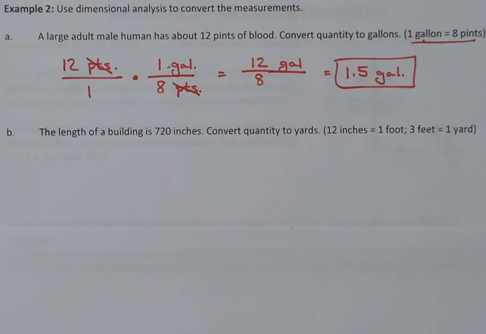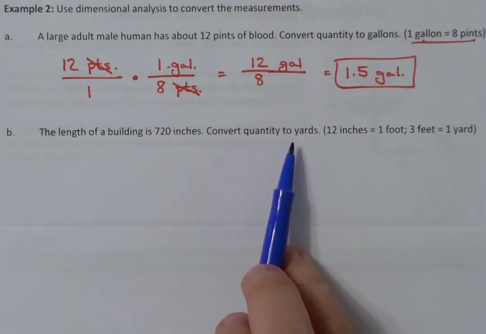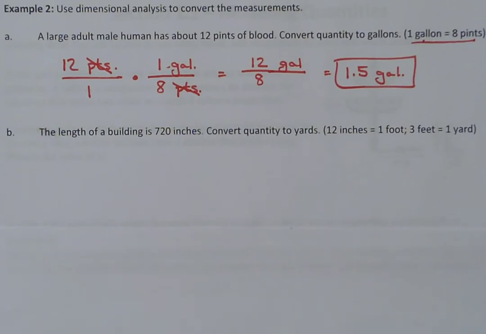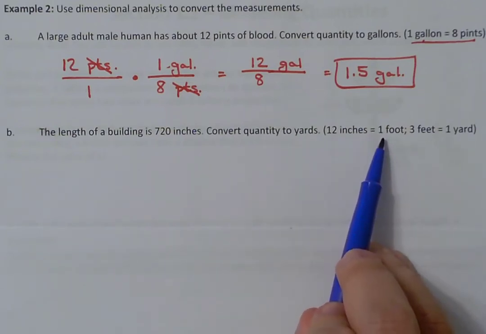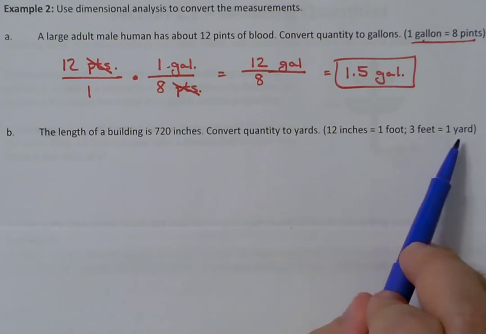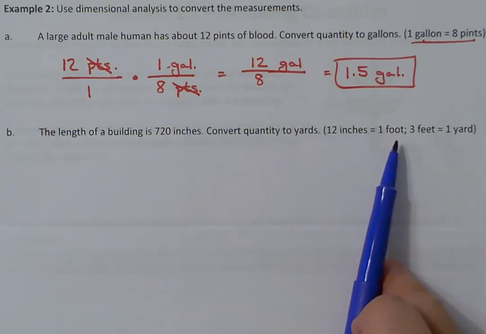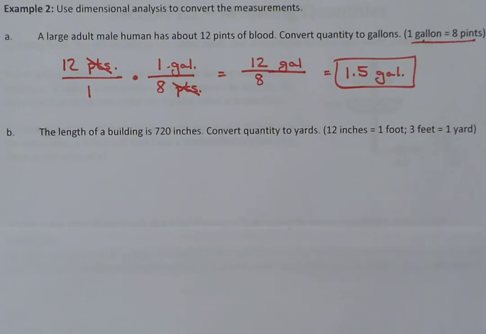So for part B, it talks about the length of a building being 720 inches. It wants us to convert the quantity to yards. So we're going to go from inches to yards. Now, I do provide that 12 inches equals 1 foot, and that 3 feet equals 1 yard. So those are some basic understandings. Now, you could convert from inches to feet and then feet to yards. You just have to do 2 different conversions.